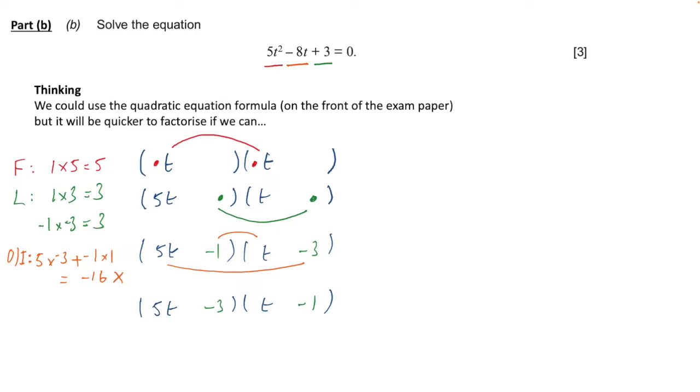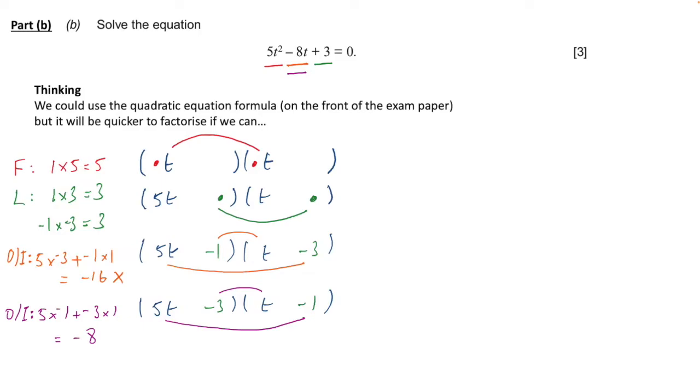So it must be what we've got written at the bottom, but we need to check. It could be that we can't factorise it. So we'll do the outer inner again. And we get 5 times minus 1 for the outer and minus 3 times 1 for the inner, which comes to minus 8, which is what we need. So that's the correct expression, 5t minus 3 times t minus 1.